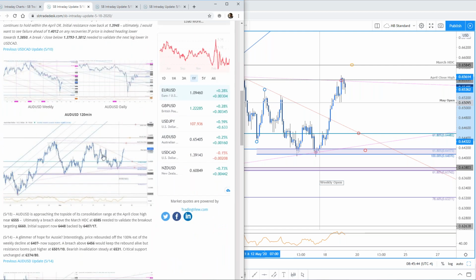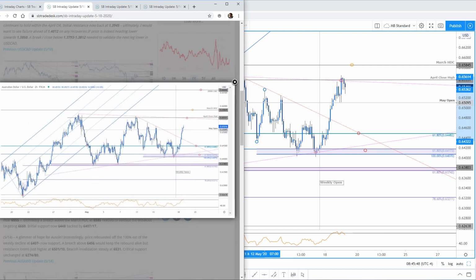Here's what Aussie looked like last night. The breakout of this near-term slope off the highs had us looking for the April close high, and that was 65.55. That's what we're testing right here. March high day close 65.85. That's what we need to validate the breakout of this consolidation, a breach above the March high day close. That's the sort of conviction breakout.